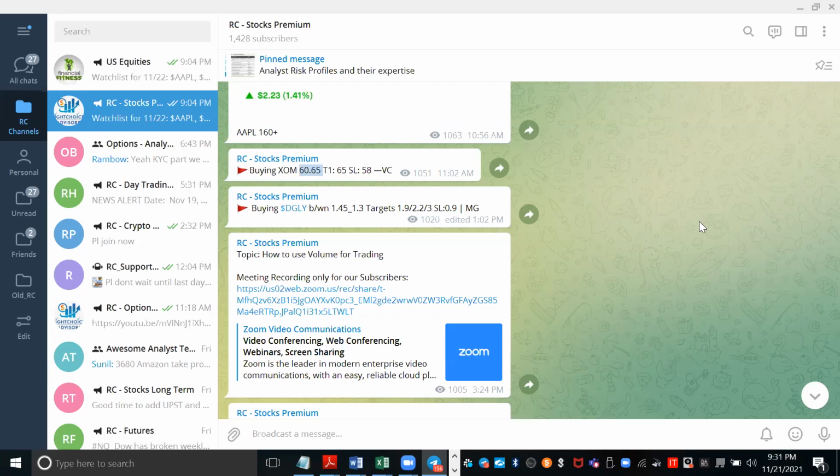So you have to create a conditional order. You automate the system. You assign that work to Think or Swim. Tell it, okay, whenever it comes to 60.65, I want to buy it. Whenever it goes to 65, I want to sell it. Suddenly, instead of going up, if it comes down to 58, I want to sell it. You are creating a stop loss.